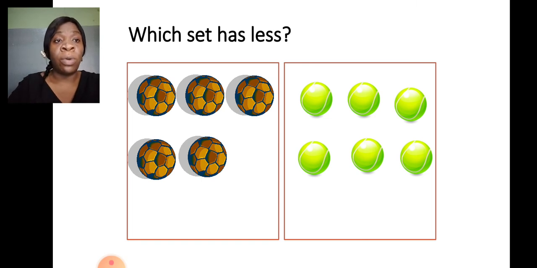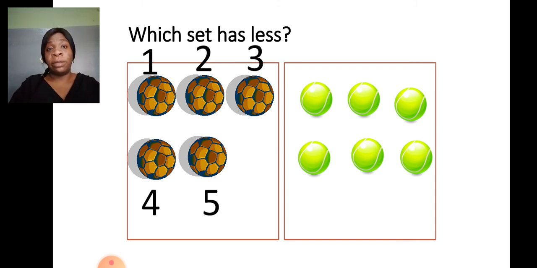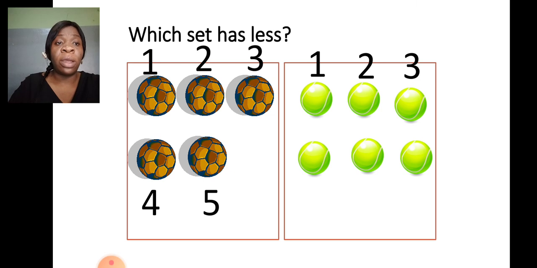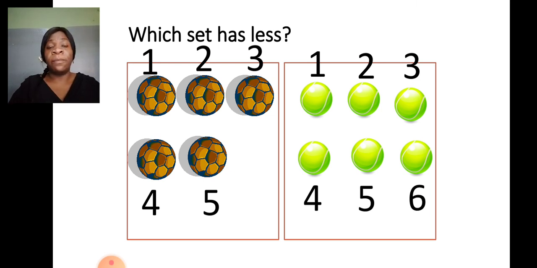Let's count the balls. 1, 2, 3, 4, 5. Yes, that's the football, or the soccer ball. There are 5 in number. Now let's count the green balls. 1, 2, 3, 4, 5, 6. Okay, the brown balls are 5, while the green balls are 6.